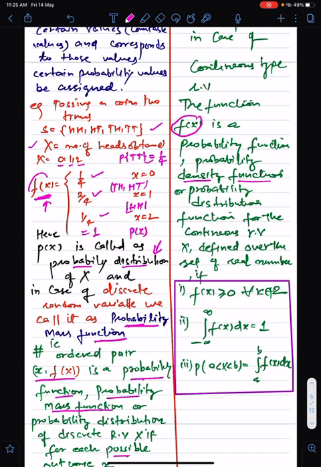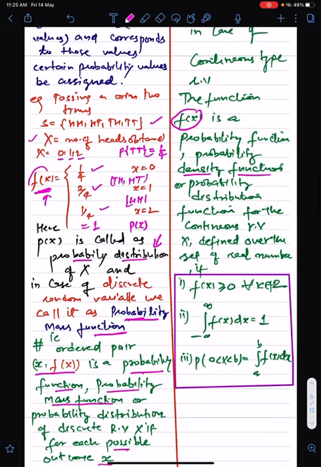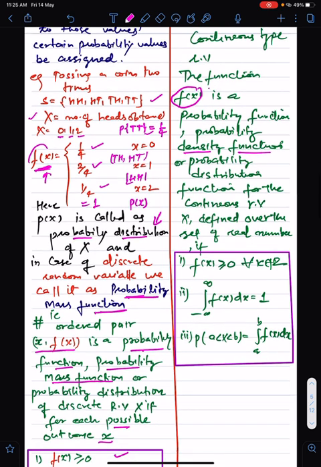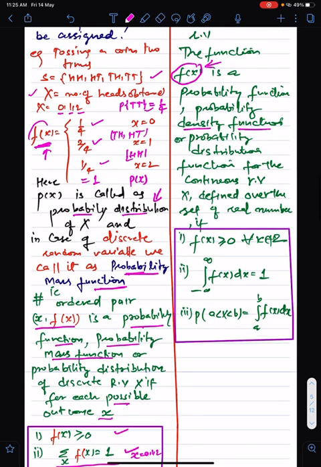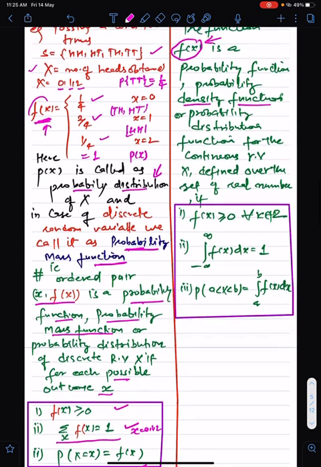Density function is a term you may find quite often in some questions. They use density function instead of probability density function, but both are the same thing. So you call this function f of x the probability density function, or probability distribution, or probability function as well.